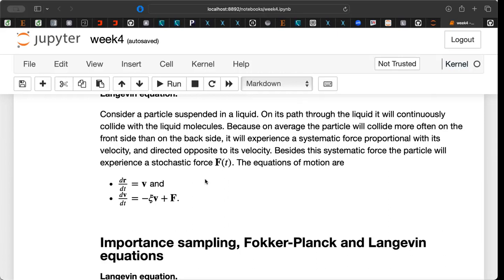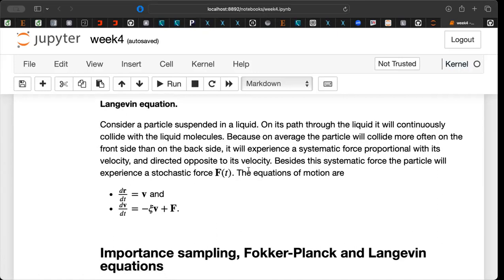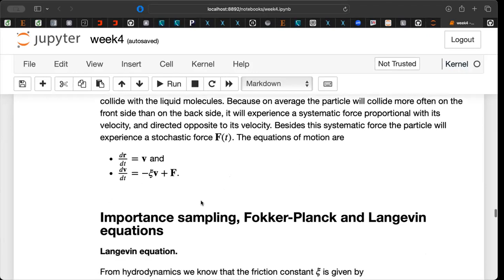So the Langevin equation simply starts with Newton's equation, and you could consider a particle which is suspended in a liquid, and in its path through the liquid, it will continuously collide with the liquid molecules. And on average, the particle will collide more often on the front side than on the back side. It will experience a systematic force proportional to its velocity, and it's directed opposite to its velocity. And then besides the systematic force, the particle will experience a kind of stochastic force. And it's this stochasticity which is baked into the Langevin equation.